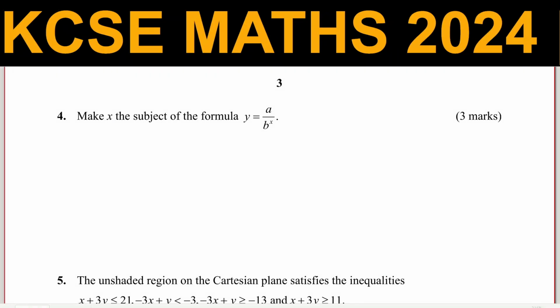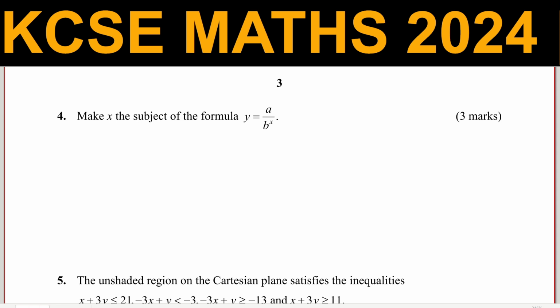Make x the subject of the formula in y is equal to a divided by b power x. When you look at this equation, you'll notice that making x the subject of the formula would be quite challenging. Therefore, the best way is to first introduce logarithms on both sides of the equation. So let me do that.